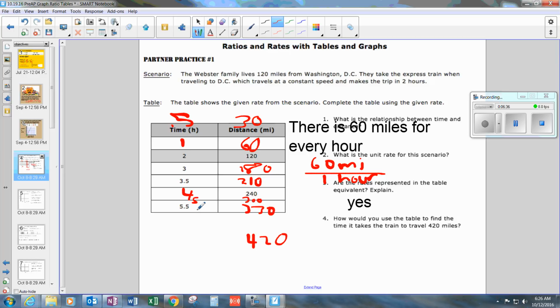6 times 60 is 360. 7 times 60 is 420. So it'd be 7 hours. Or what about me dividing by 60 to figure that out?